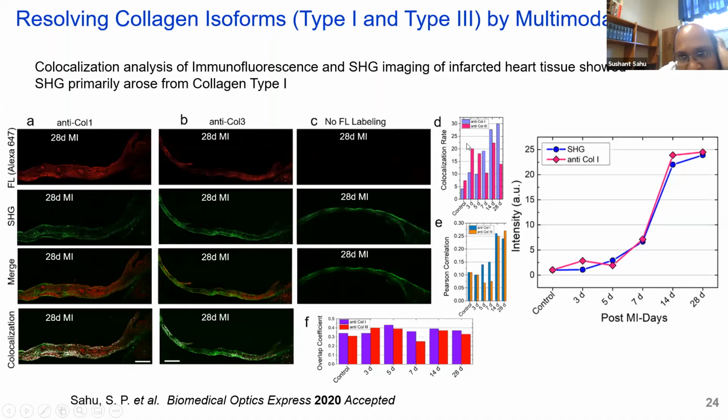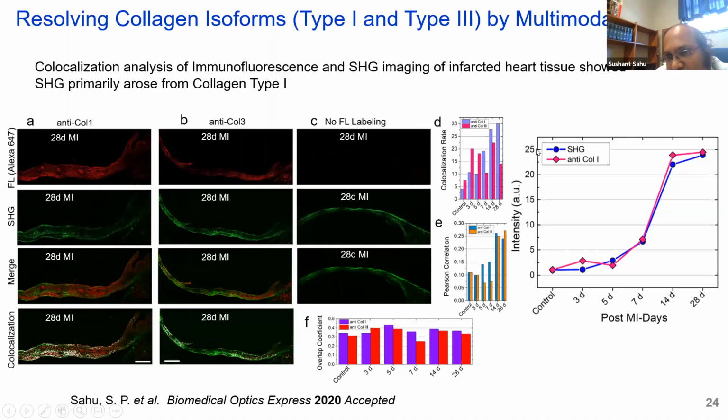And this is also shown in this plot here, the co-localization rate, and our results showed that collagen 3 is expressed first in mouse hearts at early time points, and then as the infarct progresses, the more mature collagen type 1 is upregulated and predominantly found in mouse hearts.